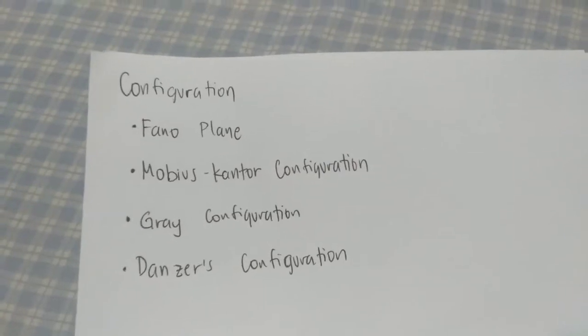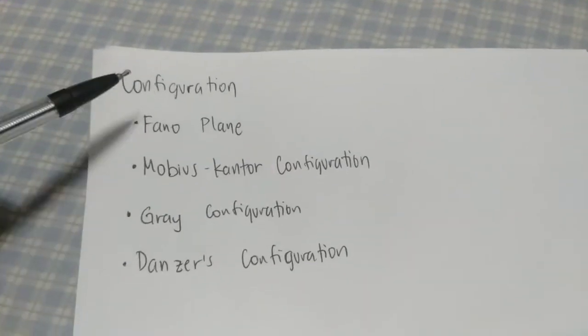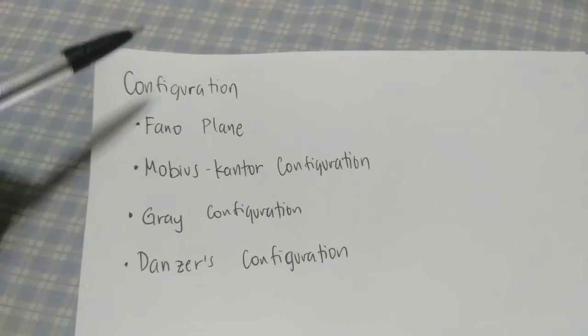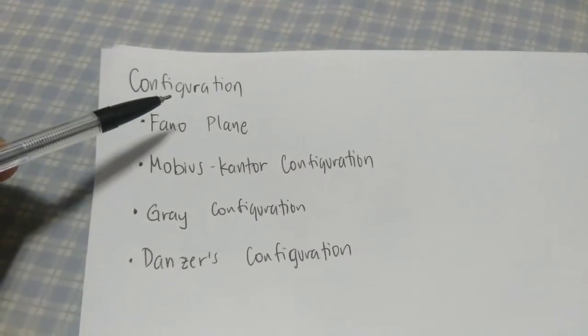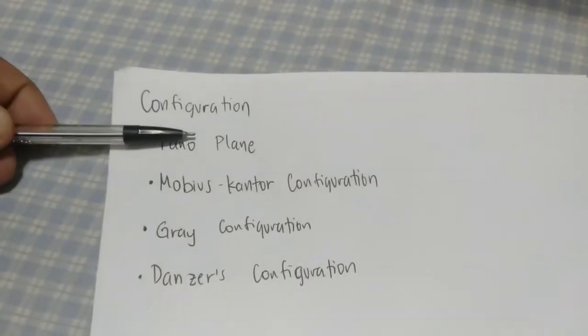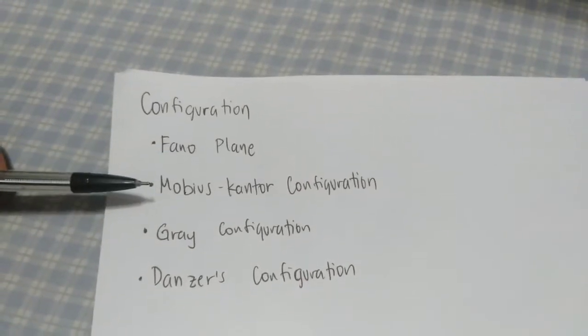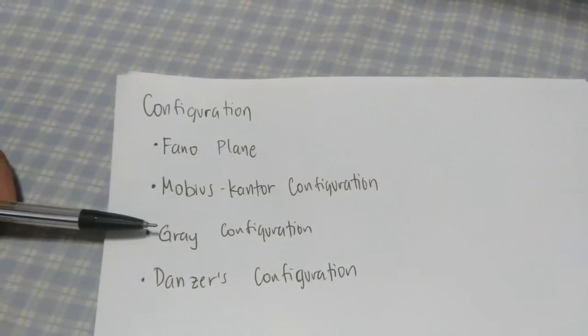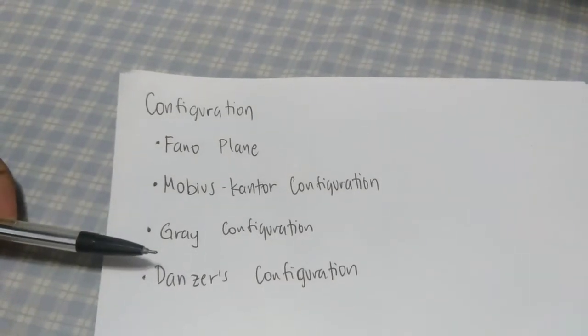In this video, we will discuss the definition of configuration and how it works. And we will discuss the different types of configurations like the Fano plane, Möbius-Kantor configuration, Reye configuration, and Danzer's configurations.